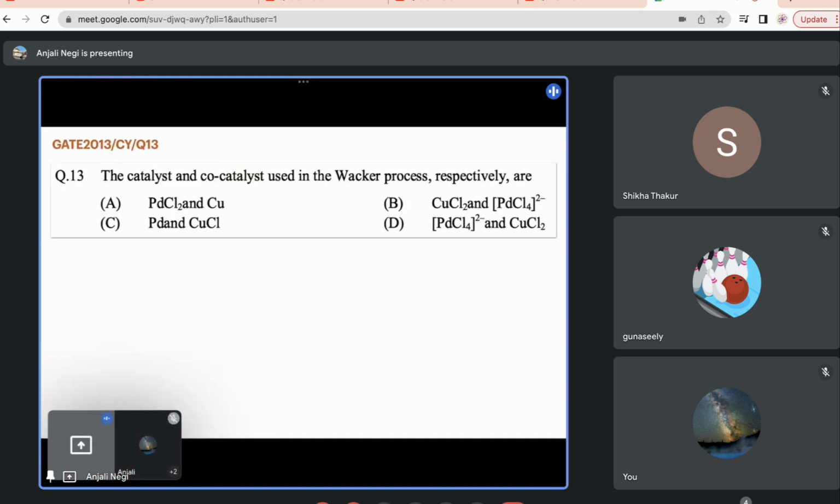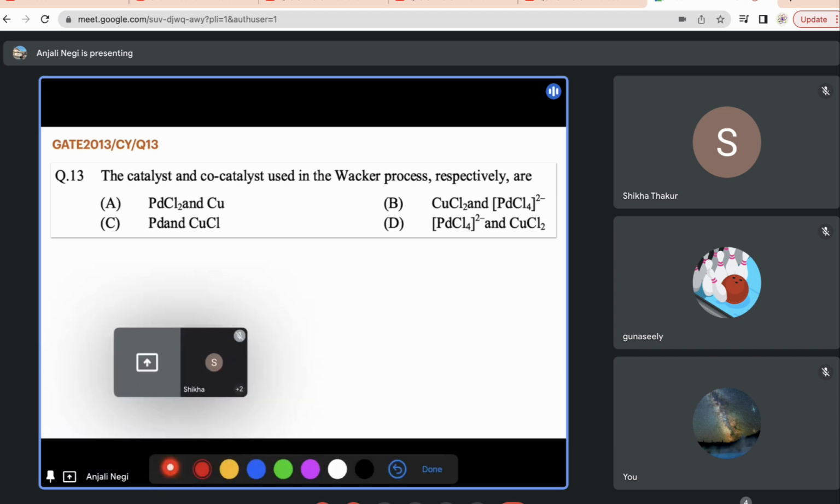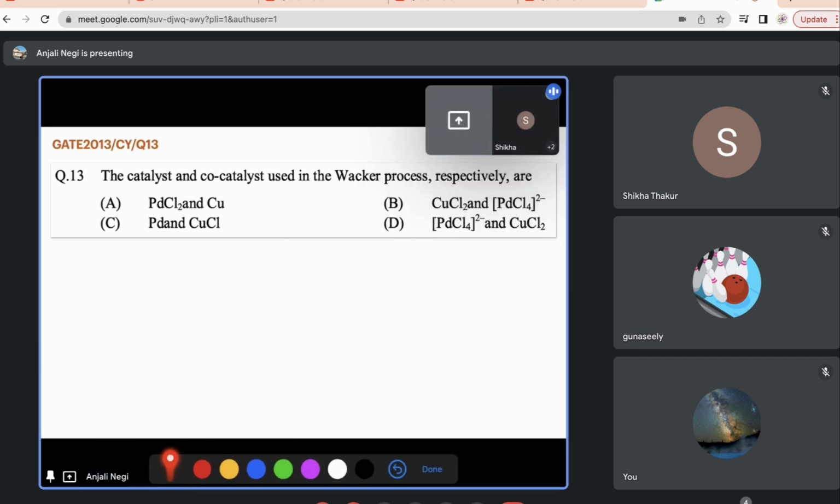Yeah, so I am audible, right? Yes, ma'am. Okay, so let's start now. This is GATE 2013 question, chemistry, question number 13. This particular question states that the catalyst and the co-catalyst used in the Wacker process respectively are.